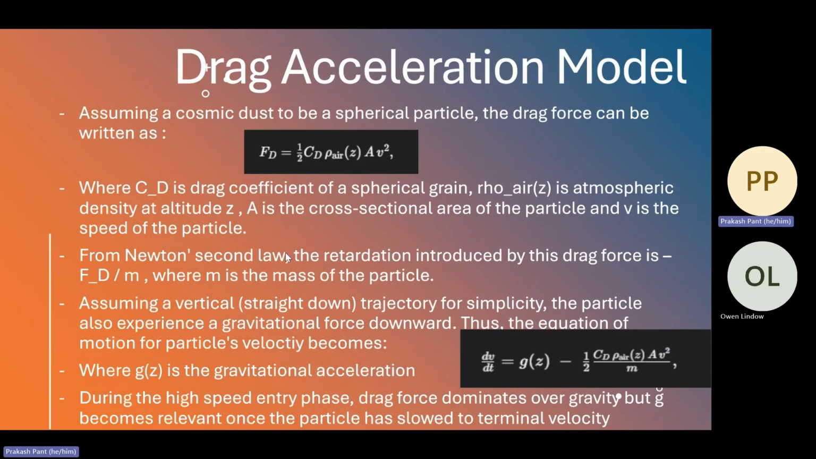First, for the drag acceleration model, we assume that the cosmic dust is a spherical particle, and the drag force is the standard drag force for a spherical particle: one half times the drag coefficient, atmospheric density, cross-sectional area, and velocity squared. From Newton's second law, the retardation is force over m. There's also gravity pulling the cosmic particle, so we have the differential equation dv over dt equals gravity minus the retardation due to the drag force. During high speed, the drag force dominates over gravity, but gravity becomes relevant once the particle reaches terminal velocity.